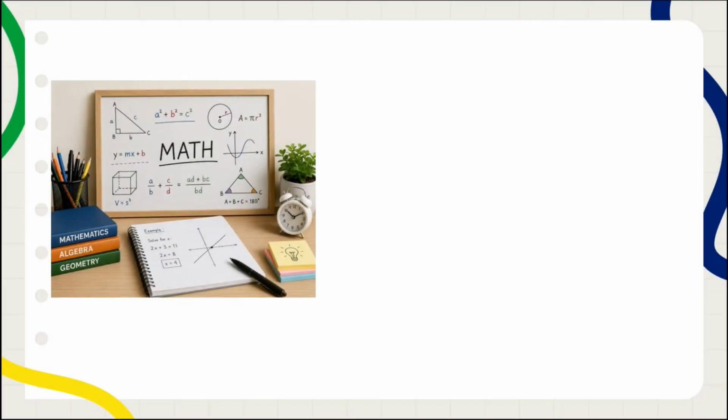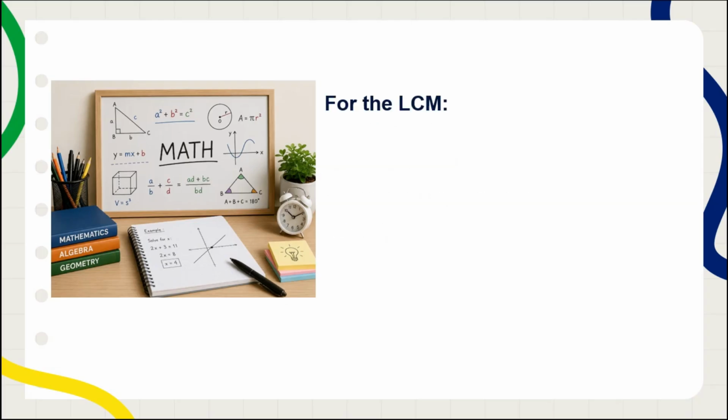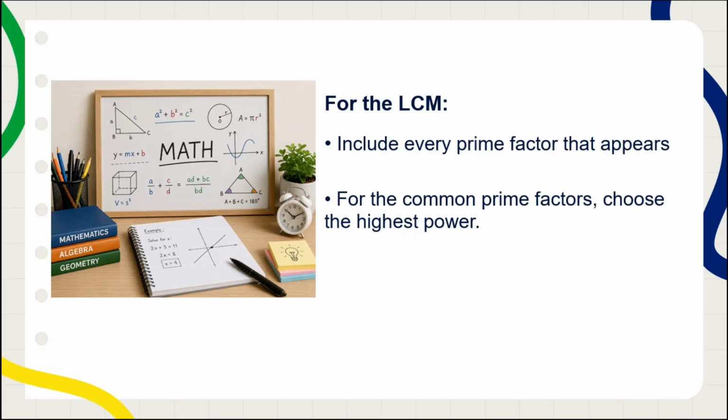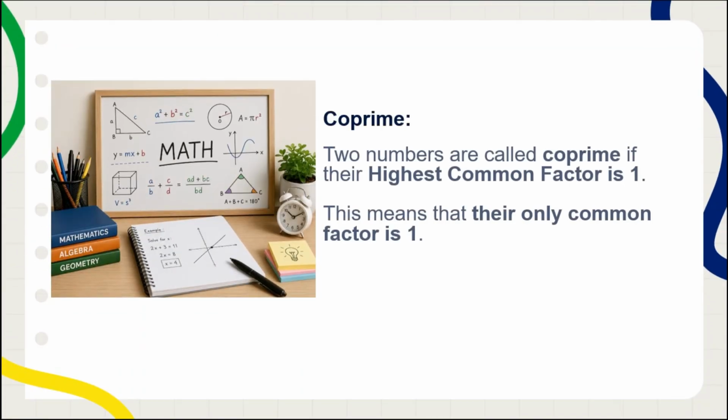And now, as we have solved 4 examples, it is time to summarize our lesson. For HCF, choose only the common prime factors, choose the smallest power, then multiply. For the LCM, include every prime factor that appears. For the common prime factors, choose the highest power, then multiply. And for coprime, two numbers are called coprime if their highest common factor is 1. This means that their only common factor is 1.